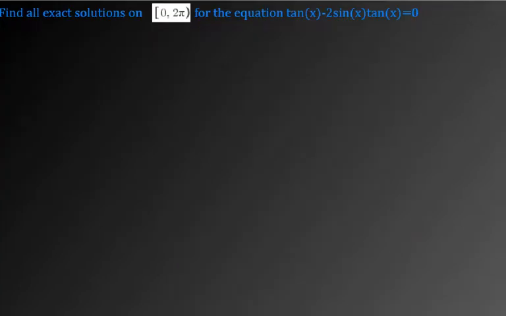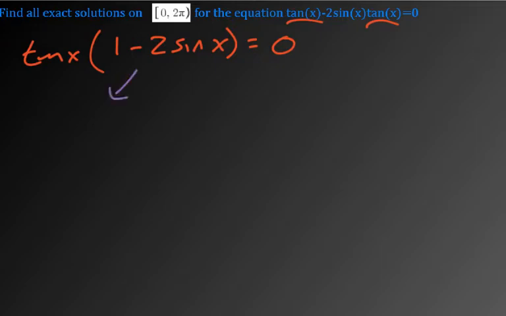All right, just a few more. So similar kind of thing, very similar actually. We want all the solutions, 0 to 2 pi, of tangent x minus 2 sine x times tangent x equals 0. So very, very similar. I have a tangent in both terms. Take that out. I'd have a 1 minus 2 sine x left over, right? You get two problems. You get tangent of x equals 0, or 1 minus 2 sine x equals 0.